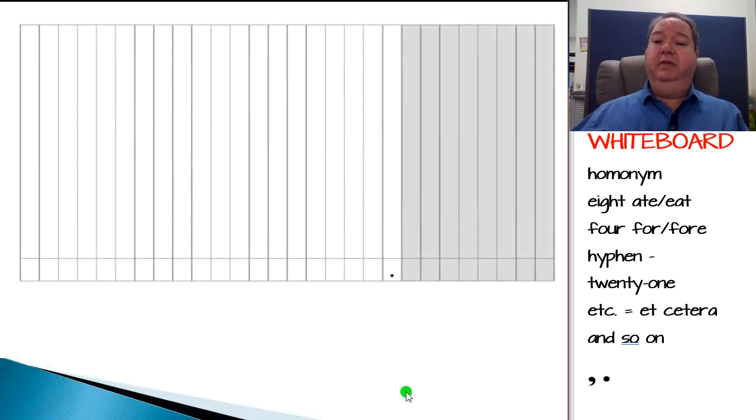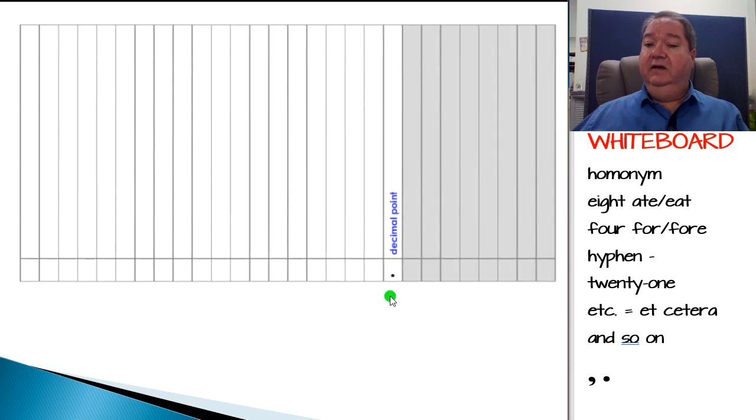Alright, so this is a place value chart. It's just a big empty table. Notice that we have a, what is this? Is it a dot? Is it a period? If we're talking about numbers, that is a decimal point. Okay, everyone say decimal point. Decimal point.